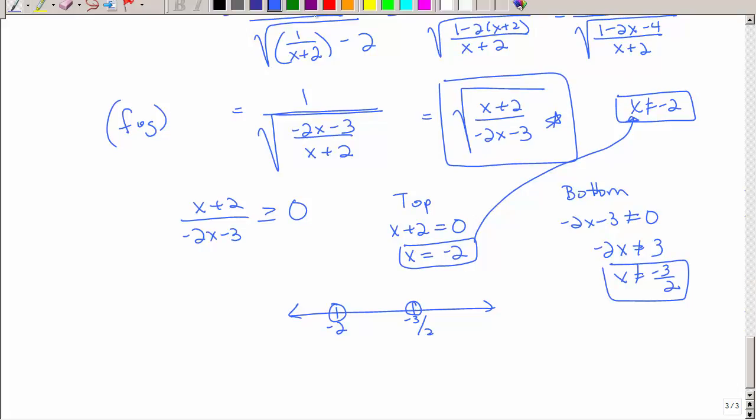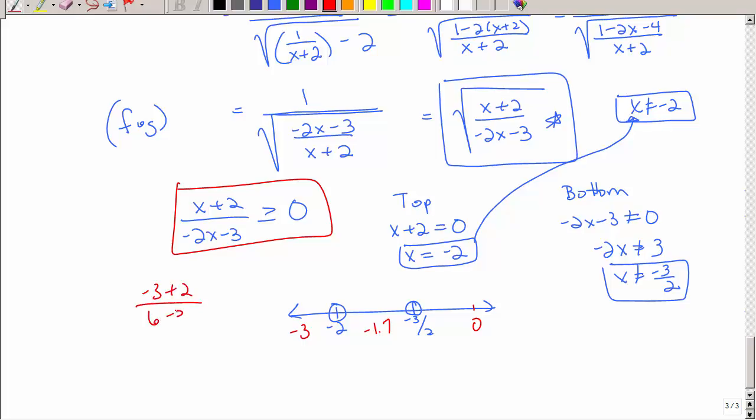Now I'm going to test values. And where am I going to test values in? Here. So let's see, I'm going to pick a negative 3. I'm going to pick, how about negative 1.7, and I'm going to pick 0. So I'm going to put negative 3, and again I'm going to test it in here, so I have negative 3 plus 2 over 6 minus 3. Is that greater than or equal to 0? No. So we don't want that part. Let's do the 0 part. That might be easy. We have 0 plus 2 over 0 minus 3.